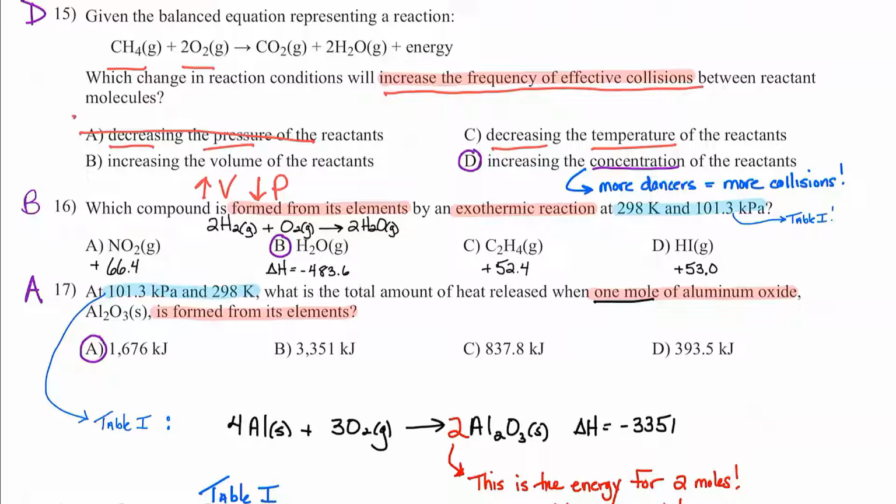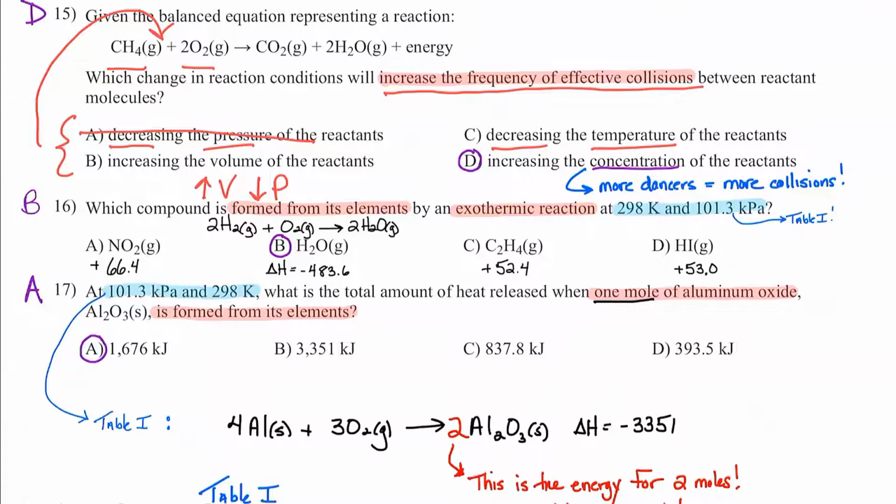So A and B, although a correct factor for the rate of reaction of gases, are not the right answer here because they're both talking about decreasing the collisions of the gases. If one of these choices said increasing the pressure or decreasing the volume, they would also be correct answers.